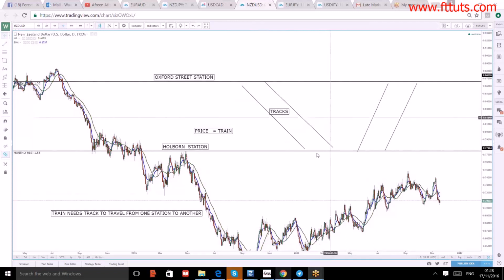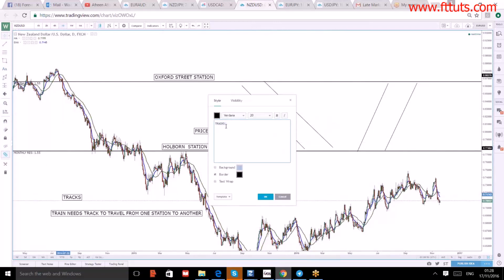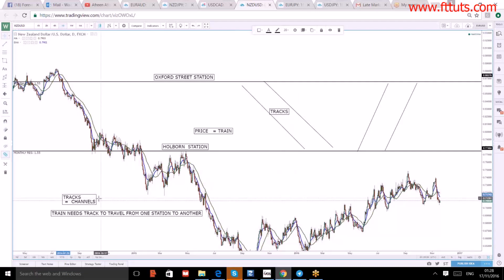Now, guys, what I said: the stations are support and resistance levels. The train is your price. Your tracks are your channels. The tracks are your channels, guys. Agreed?